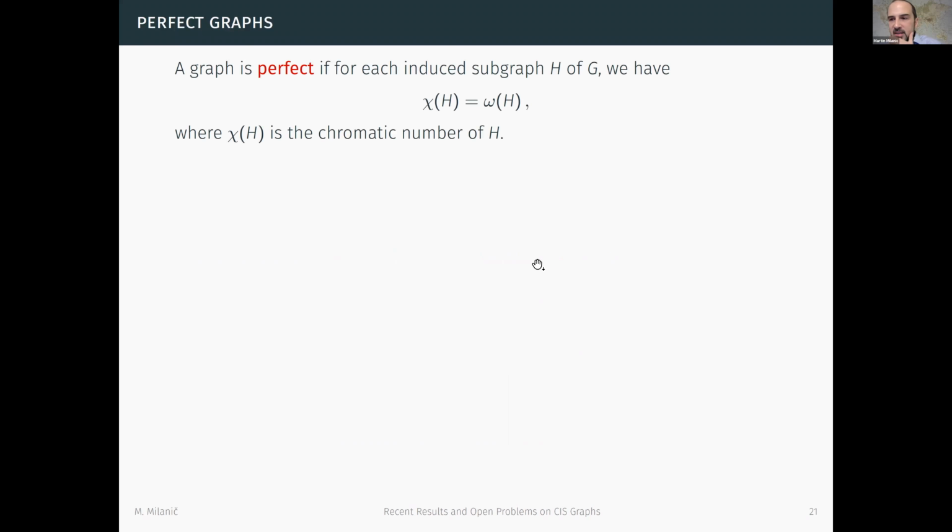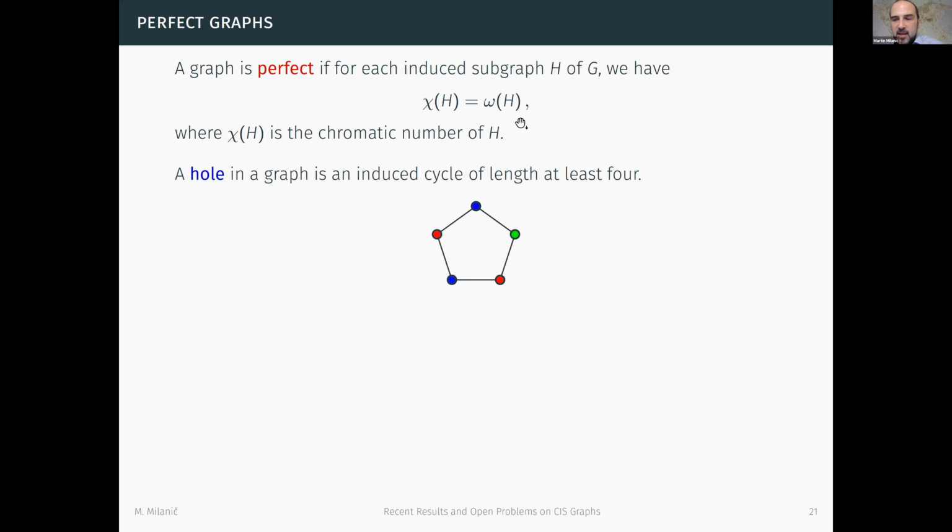Okay, now just a word on possible similarities with the famous class of perfect graphs. A graph is said to be perfect if the chromatic number is equal to the clique number in all induced subgraphs. And here is an example of a graph which does not have this property. It has clique number 2 and chromatic number 3. And a hole in a graph is an induced cycle of length at least 4.